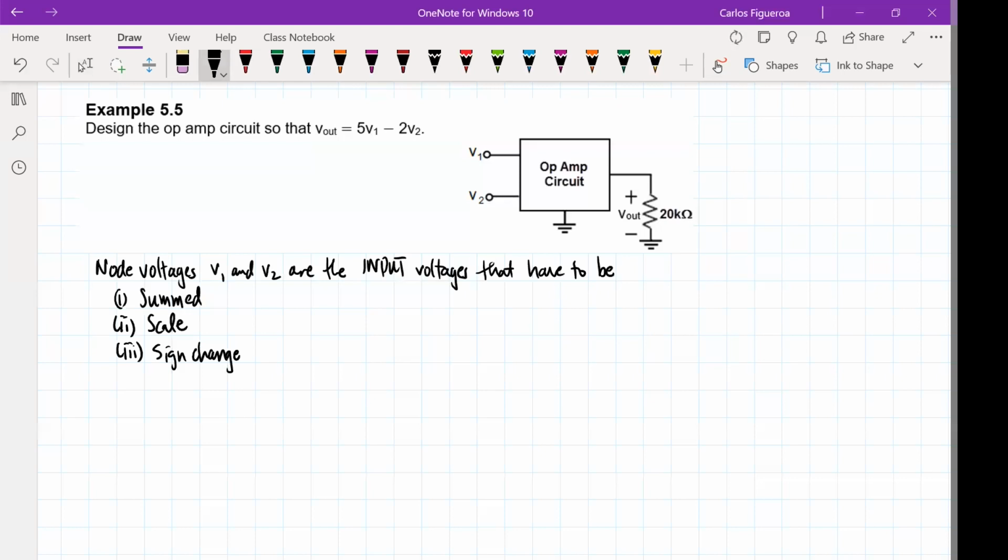So this immediately tells me if it's going to be summed, that means I have to have a summing amplifier. And if I have a sign change, that means I'm going to have an inverting amplifier. So my process goes something like this. So my thinking is as follows.